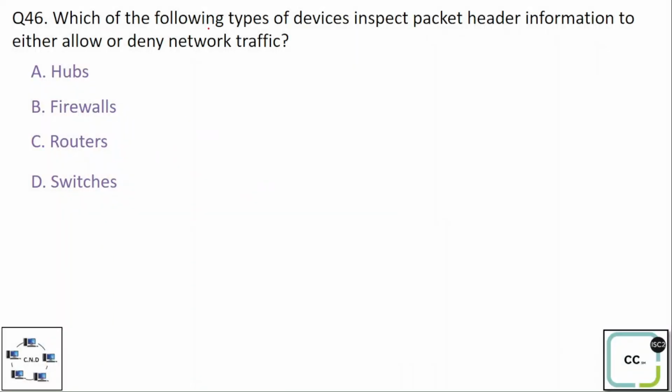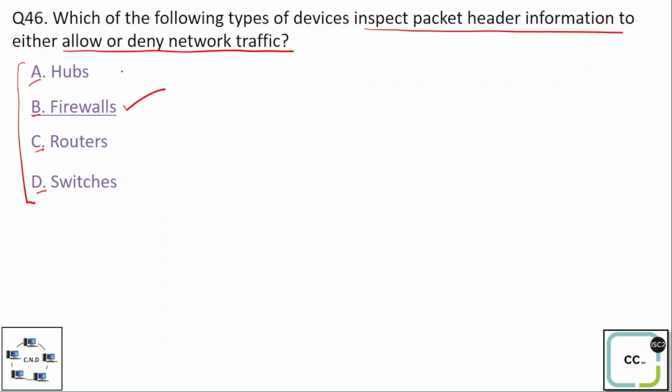Question number 46. Which of the following types of devices inspect packet header information to either allow or deny network traffic? And the options are option A, hubs, option B, firewalls, option C, router, and option D, switches. So these all are network devices and each have a specific purpose. So which device out of these is used to inspect packet header and either allow or deny network traffic? And the correct option is option B, firewall.